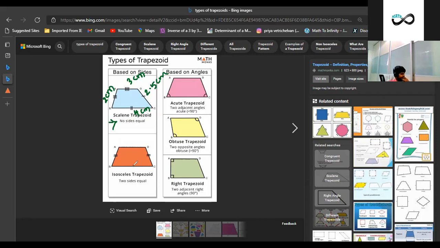Okay. The next thing, isosceles trapezoid. In isosceles trapezoid, two sides are equal. The side AB and side DC are equal. Like if you take this as 3 centimeter.